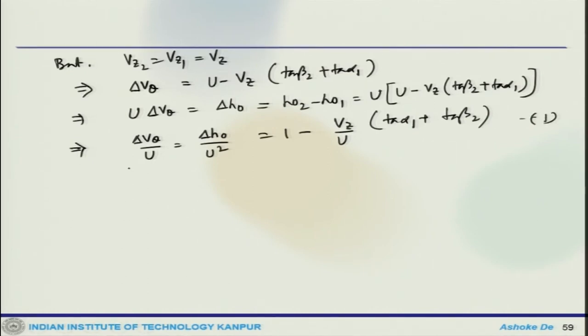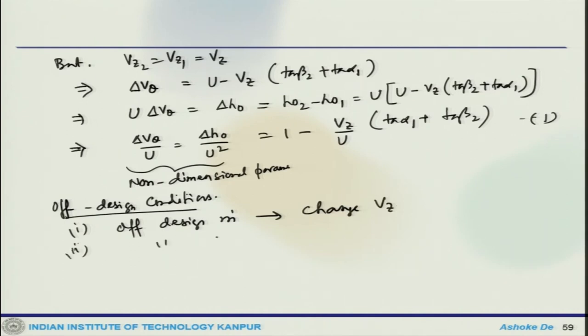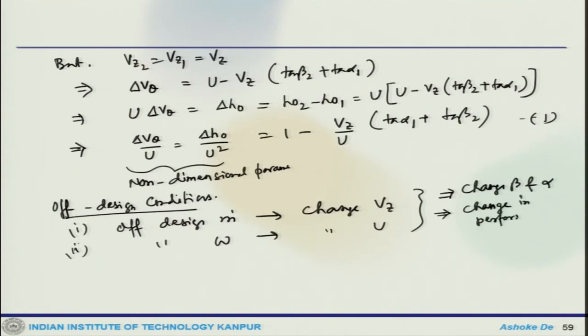So, this is the non dimensional parameter. Okay. Now, what will happen at off design conditions is that now at off design m dot, there is a change in V z, or if there is an off design rotational speed, there is a change in u. No matter what it is, it actually changes beta and alpha. So, there is a change in performance.